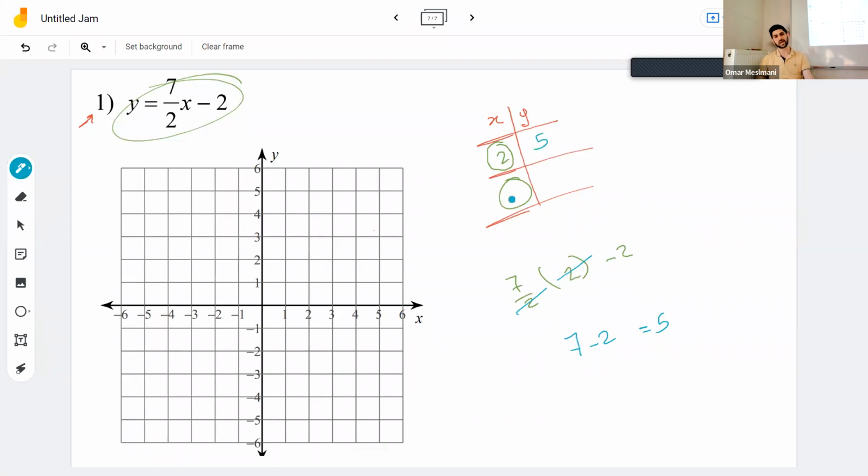Now the other one, I told you that I like zeros, so I will go with 0. So I have 7/2 times 0 minus 2. 7/2 times 0, there is nothing left, so the answer is -2. So I have 2 on x and 5 on y, so that's the point (2, 5). And I have 0 and -2. Then the line is going to be like this. Just try to connect it.